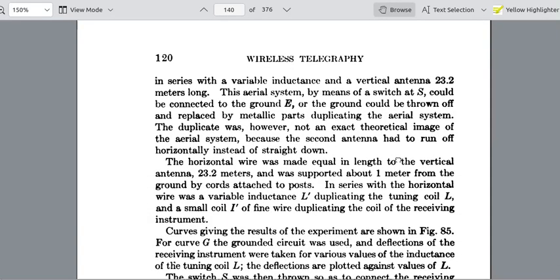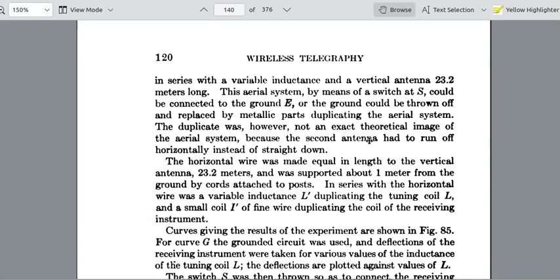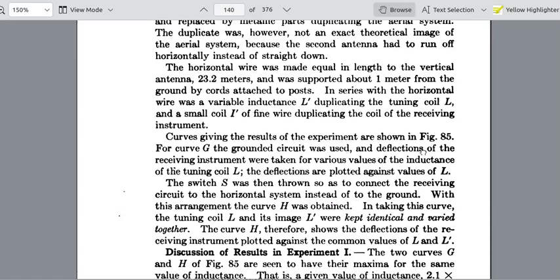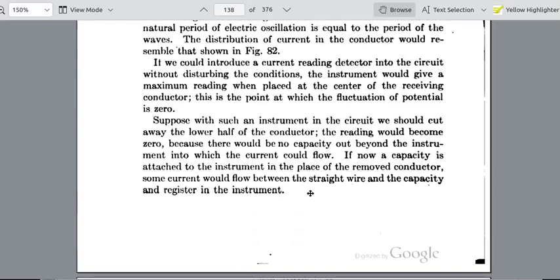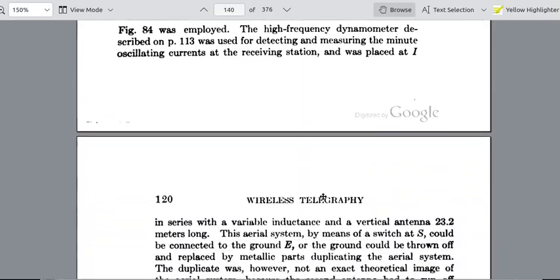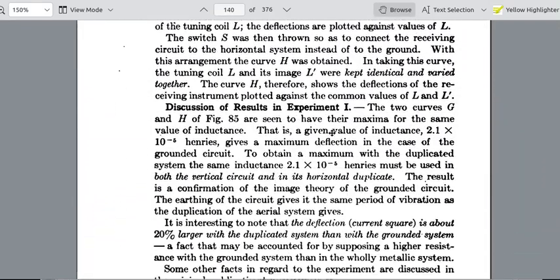The duplicate was, however, not an exact theoretical image of the aerial system, because the second antenna had to run off horizontally instead of straight down. The horizontal wire was made equal in length to the vertical antenna, 23.2 meters, and was supported about 1 meter from the ground by cords attached to posts. In series with the horizontal wire was a variable inductance L prime, duplicating the tuning coil L, and a small coil I prime of fine wire, duplicating the coil of the receiving instrument.